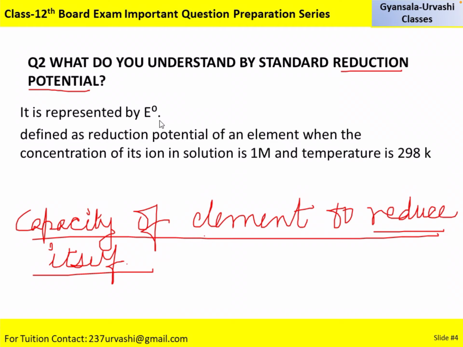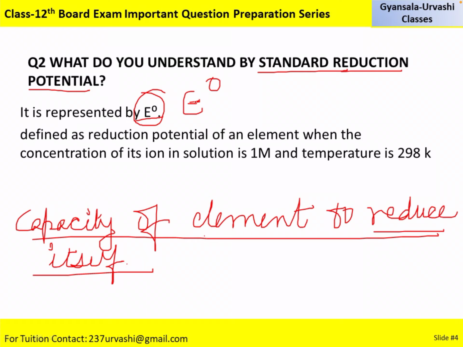Now, the reduction potential definition: it is represented by E naught, and it is defined as an element's reduction potential when the concentration of its ion is 1 molar solution, and temperature should be 298 Kelvin. So first thing, this standard reduction potential is denoted with E naught. Wherever you find E naught written, that means the standard reduction potential value is given.